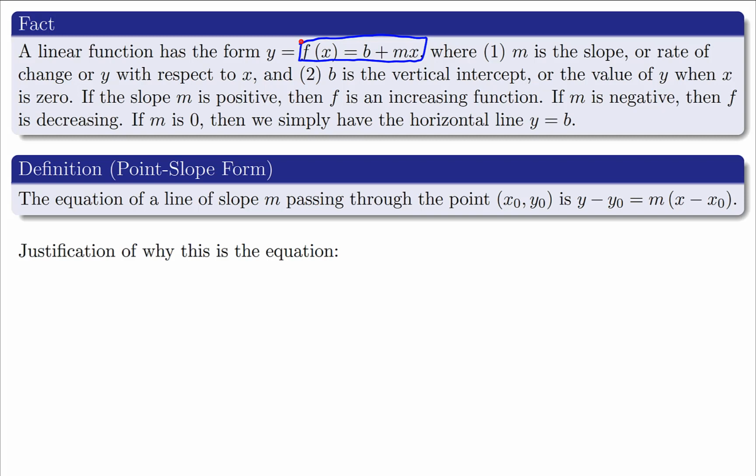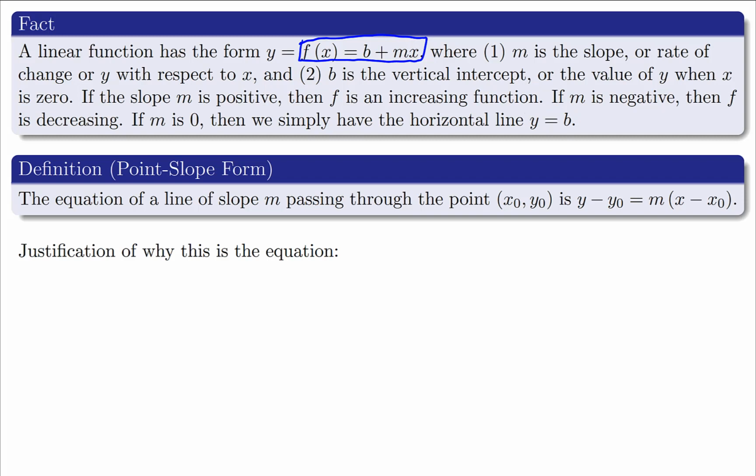Both ways are acceptable, b plus mx or mx plus b. But for this book, we'll start with this b plus mx idea. Note that if this slope is positive, then you get an increasing function, and if the slope is negative, you get a decreasing function. And if you happen to get 0 for this m, that makes it disappear entirely, and you just get y equals b, the standard equation of a horizontal line.